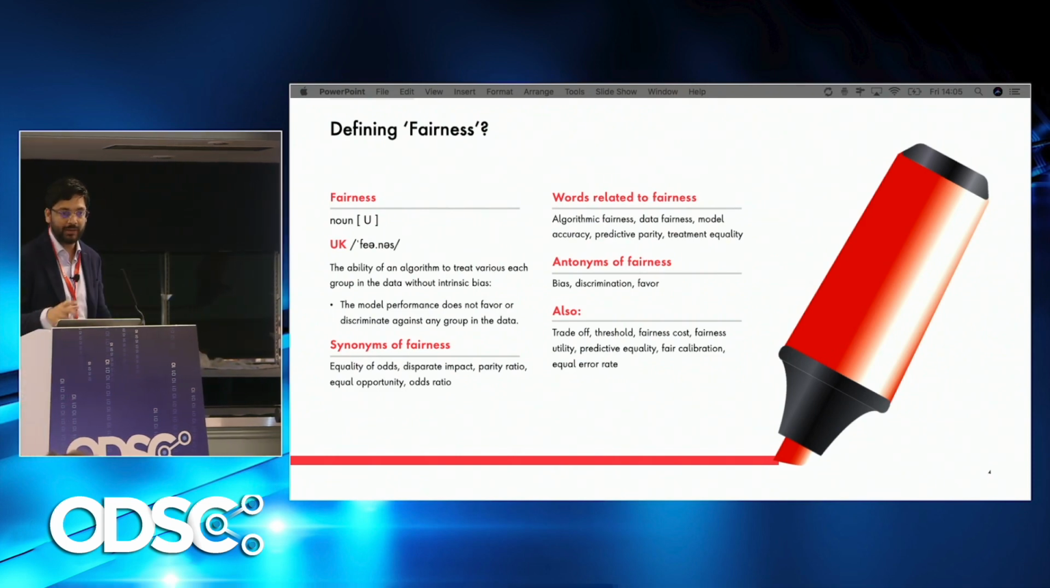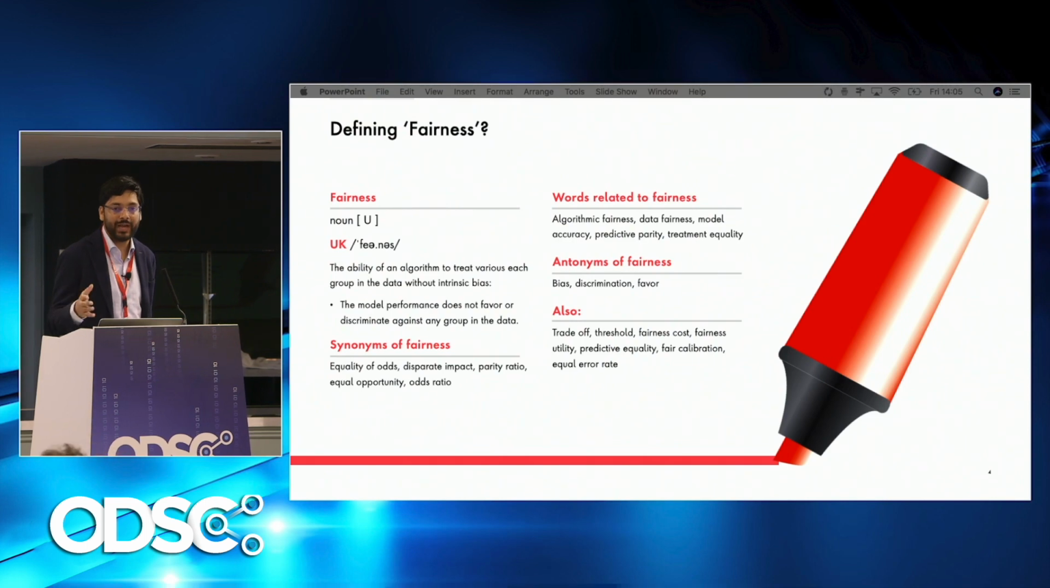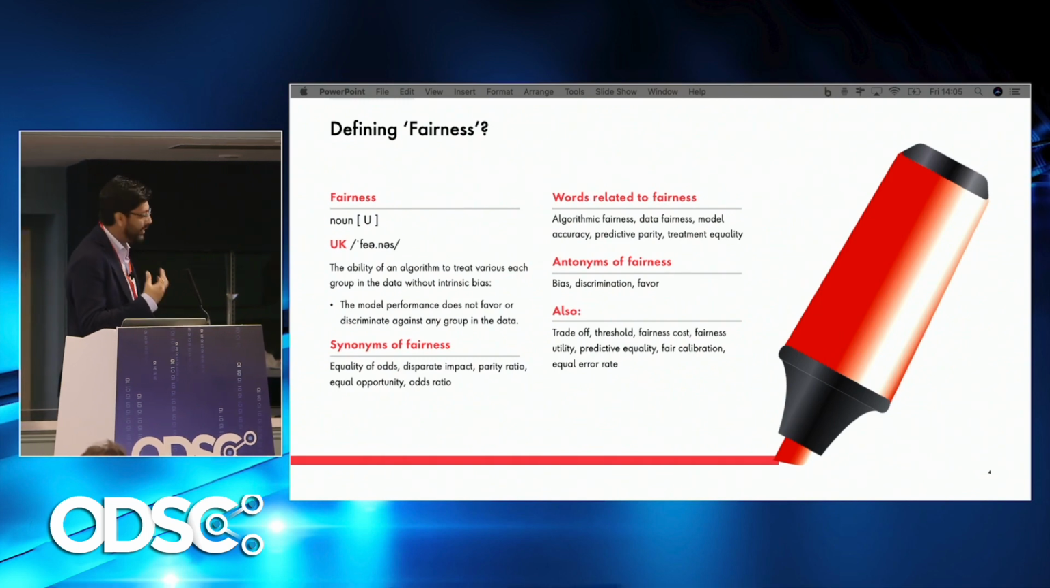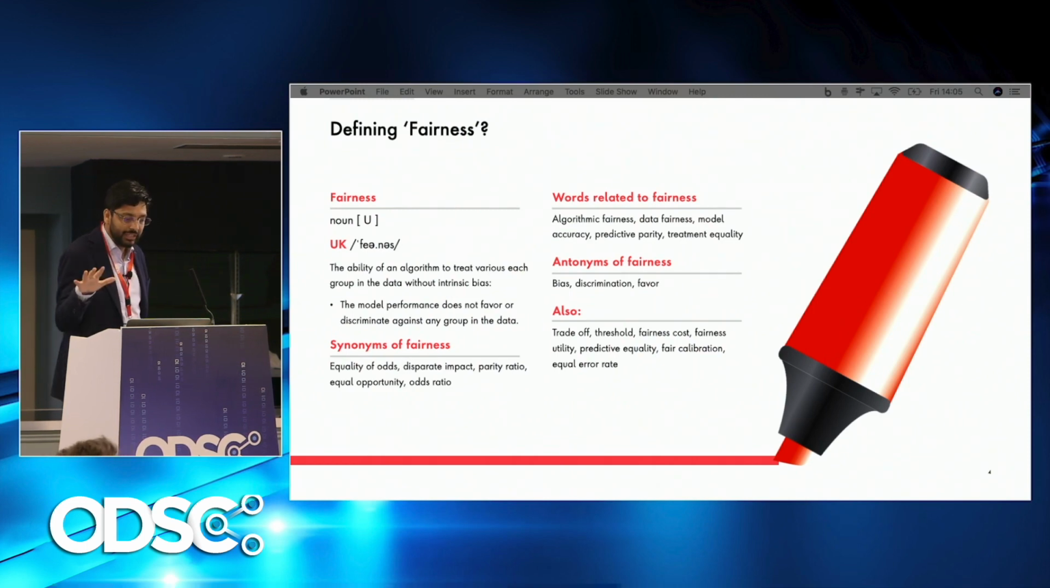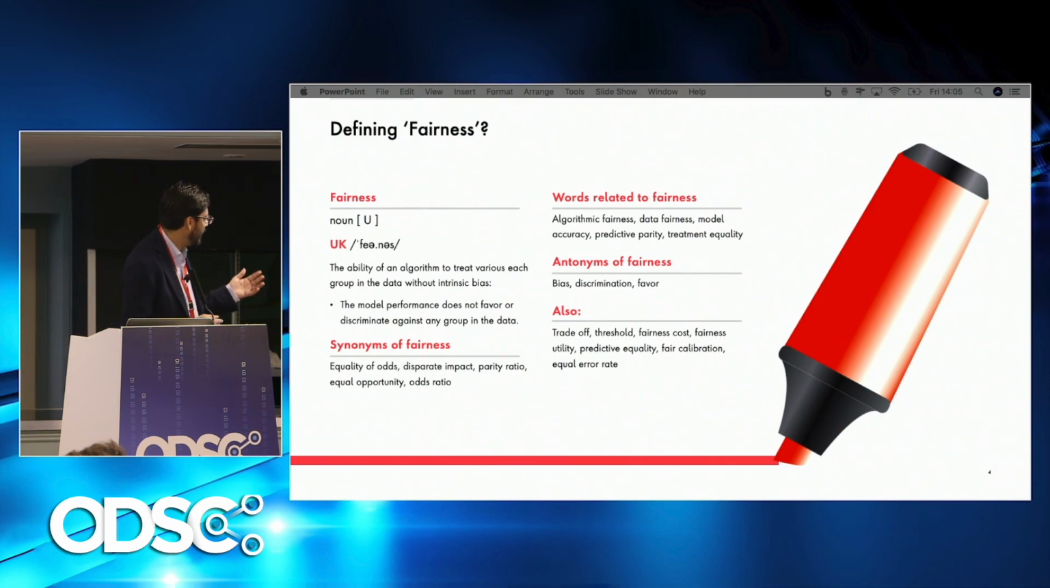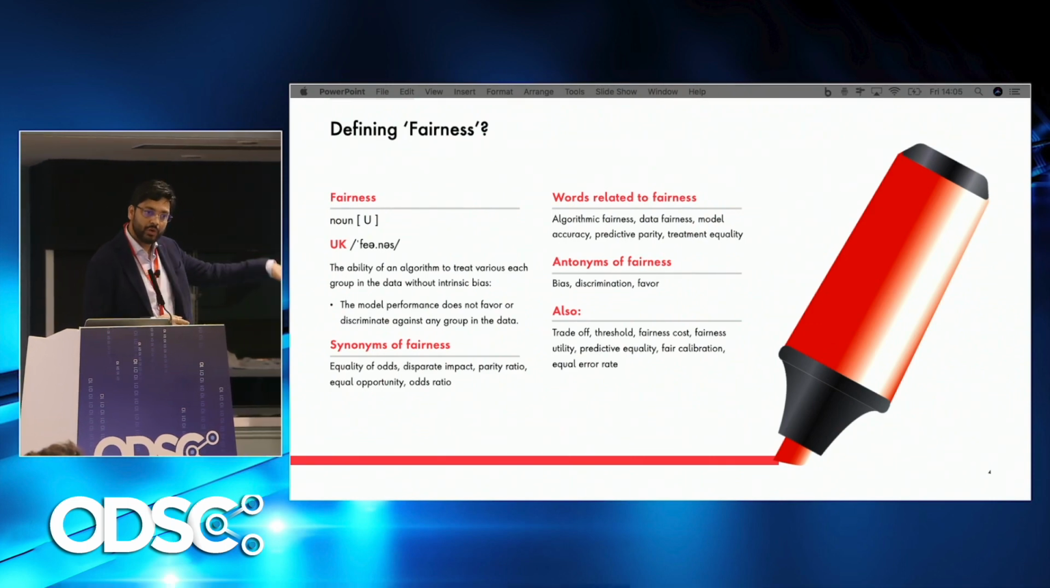That is what we are talking about: the algorithm has no right to differentiate between men, women, married, unmarried, number of dependents, no kids, race, nationality, based on accuracy and other things. So that is what we are talking about. The ability of an algorithm to treat various groups in the data without any bias. That is what we call fairness. Simple fairness is also known as equality of odds, disparate impact, parity ratio, equal opportunity, odds ratio. Now what are these? We'll go into these details.